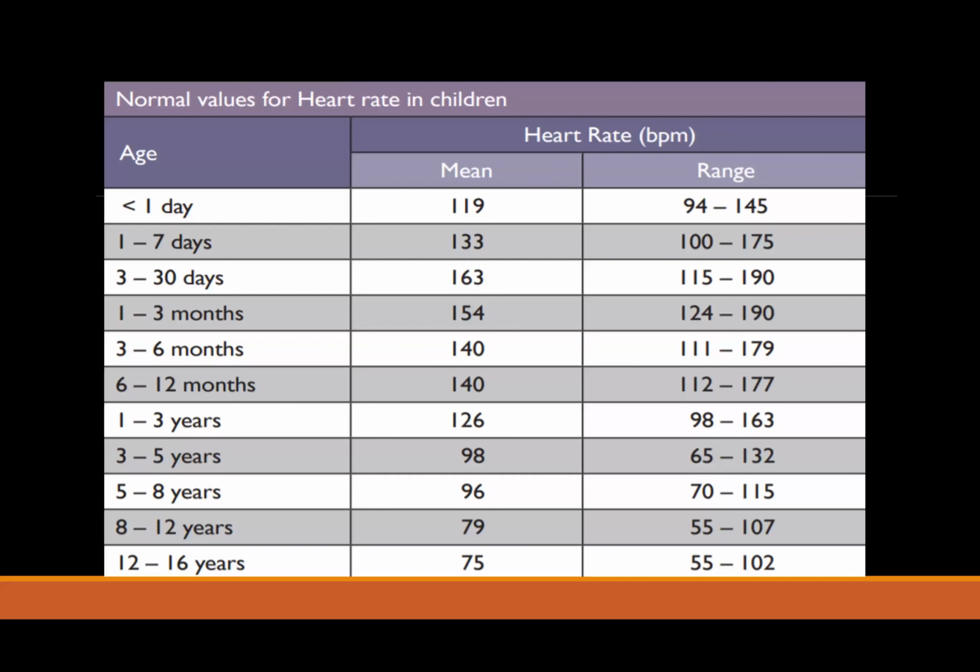So these are the normal values for heart rate in children, classified based on age. You can see for a certain age there is a mean heart rate and a range that is normal for that age. Next.